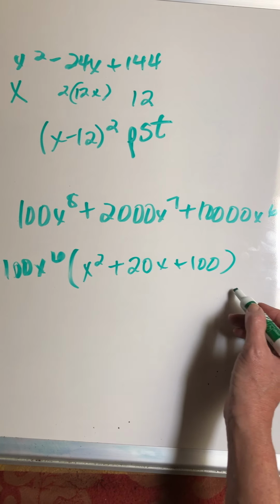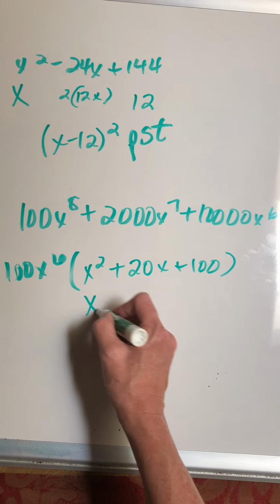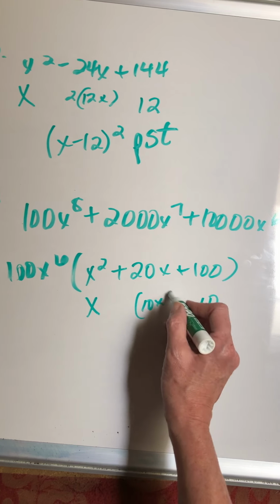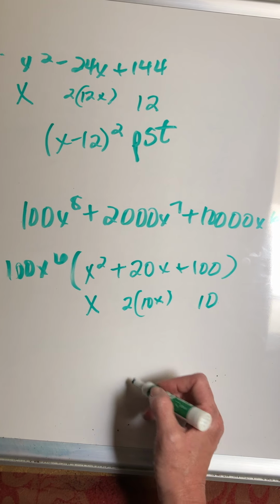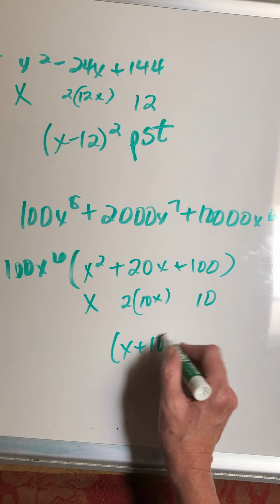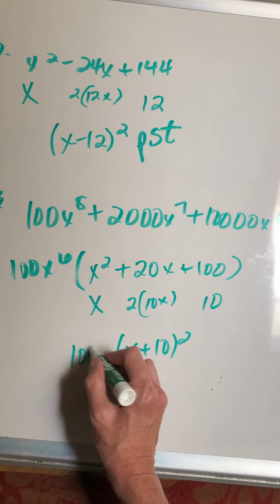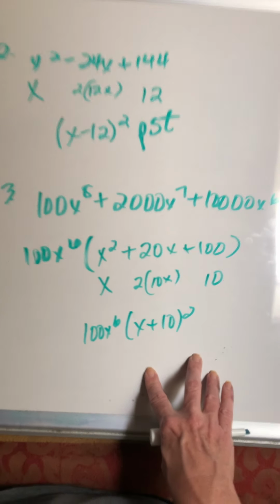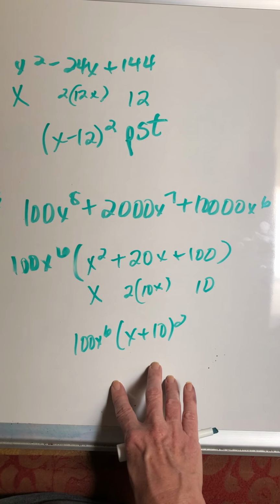Now, this is a perfect square trinomial. How do I know? Square root, find the product of the two, 10x, double it, I get 20. So this factors into x plus 10 all squared. So I've got 100 x to the 6th times x plus 10 all squared. Okay? This is what I've got now.